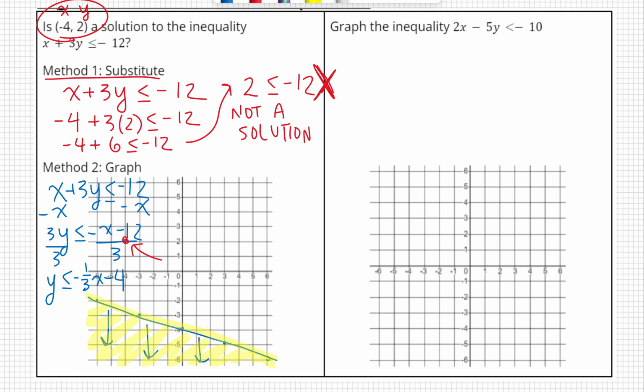Another example. On the right, we have the inequality 2x minus 5y is less than negative 10, and we're going to graph it. The way that we can graph it is to rearrange it into slope-intercept form. So let's get y all by itself. We have positive 2x, so let's undo the positive 2x first. I'm going to subtract 2x from both sides. So I'm left with negative 5y is less than negative 2x minus 10.